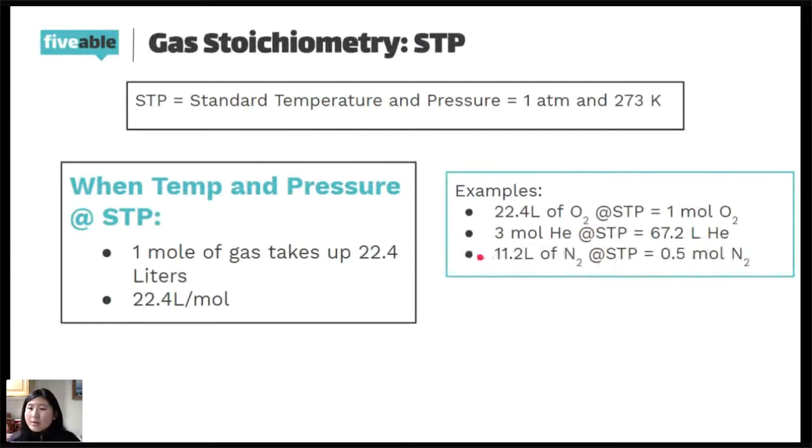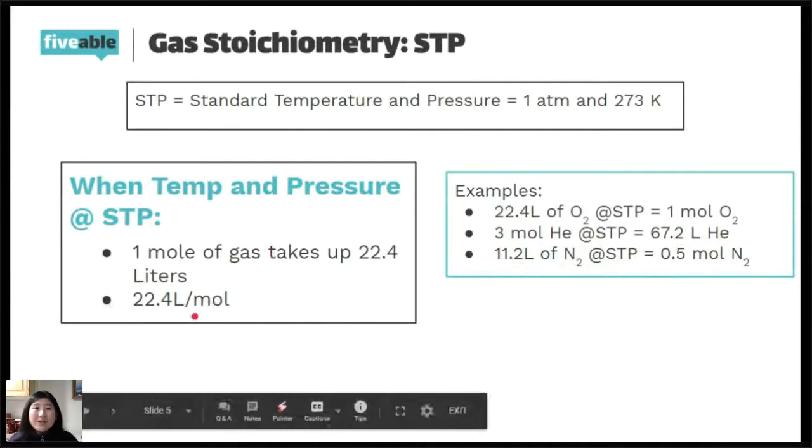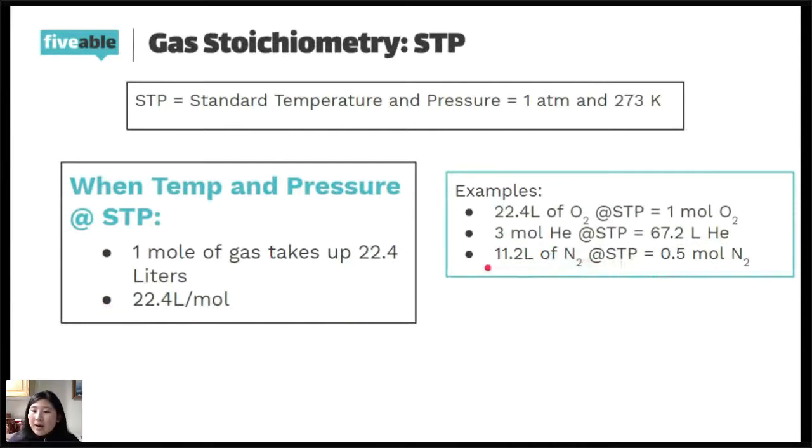So let's do another problem. Let's say the AP exam told you that you have 11.2 liters of nitrogen gas at STP. STP is the key here to using this equation, this unit conversion. If we know the volume of nitrogen gas, then we automatically know how many moles of nitrogen gas there are. And here it is 0.5 mole of nitrogen gas.